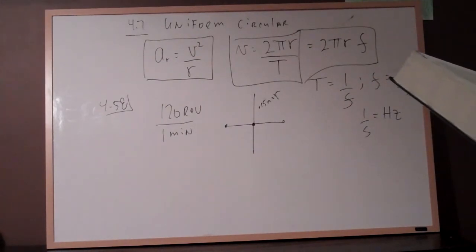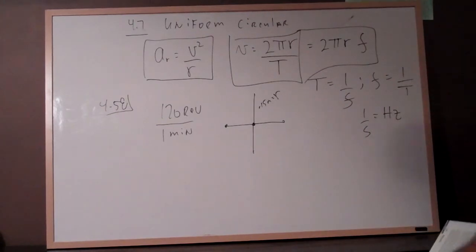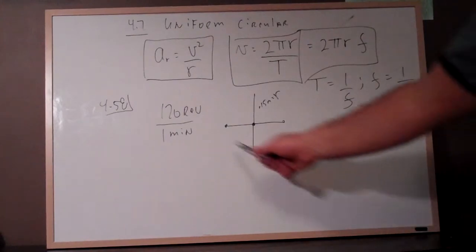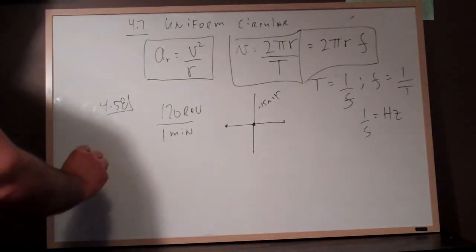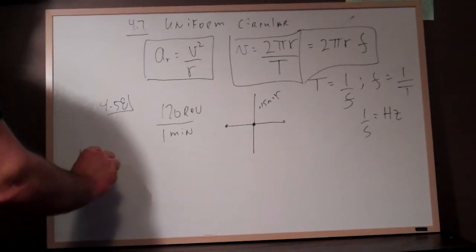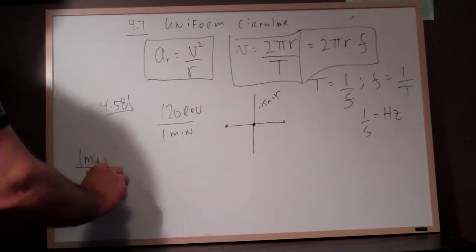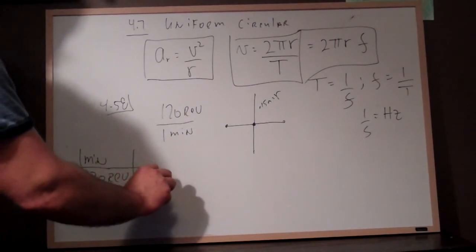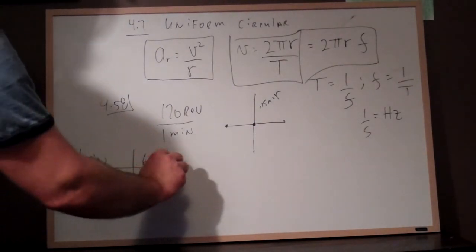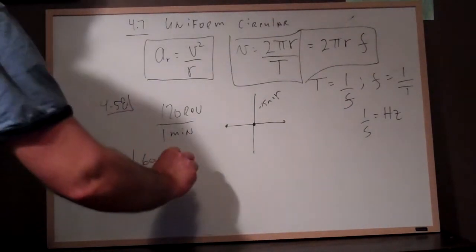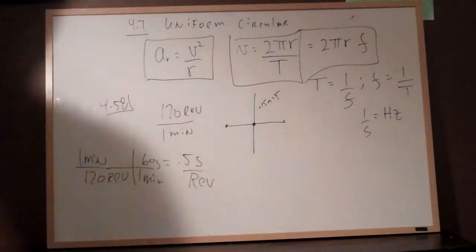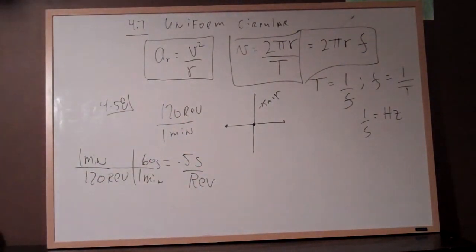Through what distance does the tip travel in one revolution? Well, we know the time it takes for one revolution. We could rearrange this equation to get that. So it's 1 minute for 120 revolutions, and 1 minute is 60 seconds. So it takes a half a second for one revolution. So that's the period. That's the time to go around once.